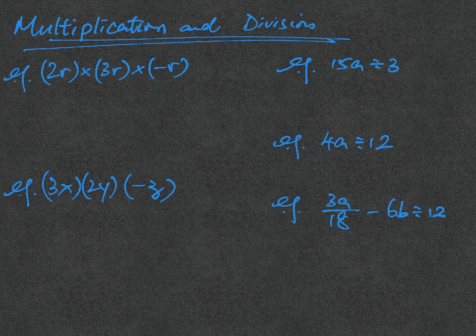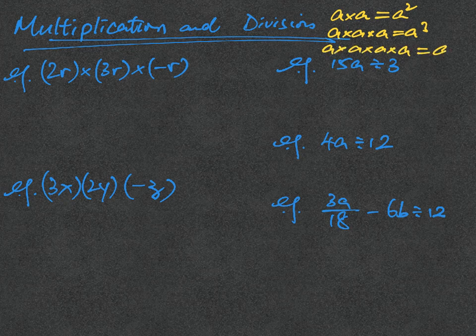Next, we come to multiplication and division. Before that, do you remember that a multiplied by a is a squared. A times a times a is a cubed. A multiplied like that to a higher power is called a to the power 4. Similarly, we have a to the power 5, power 6, etc. And now we come to the examples one by one.